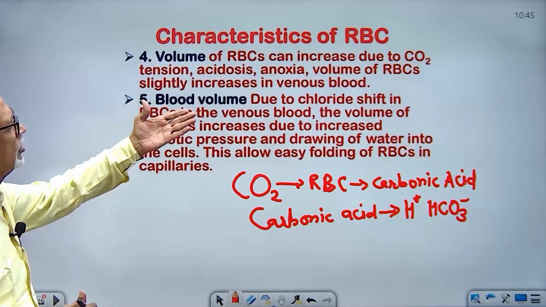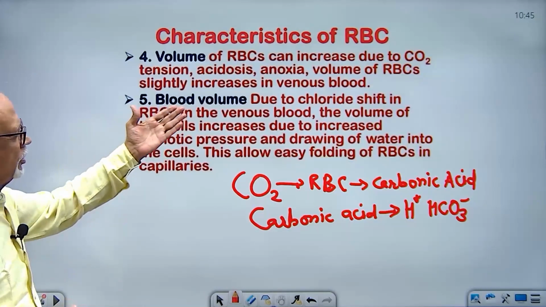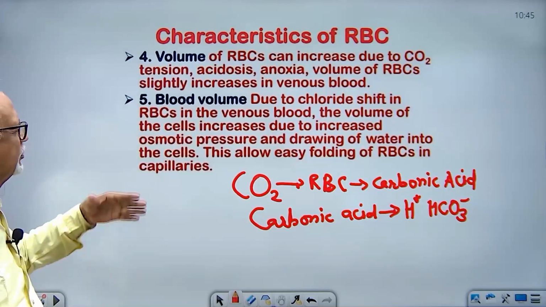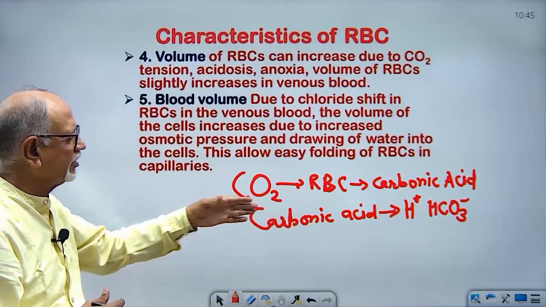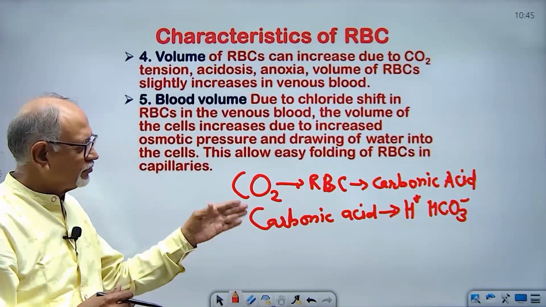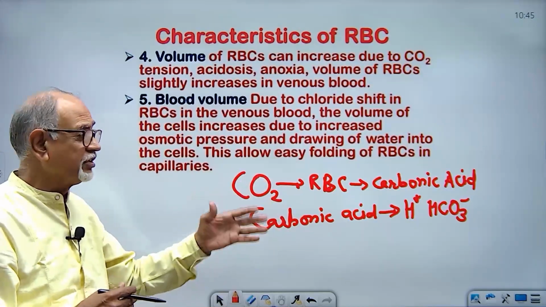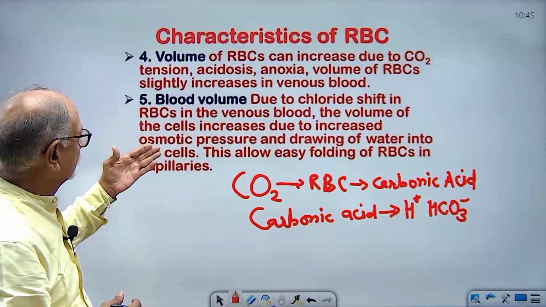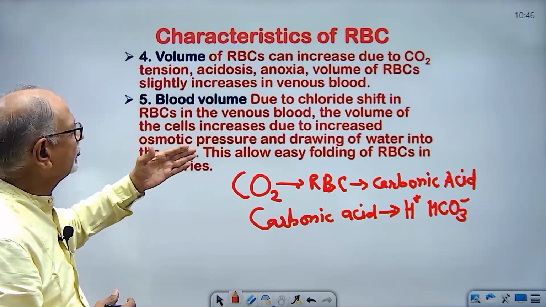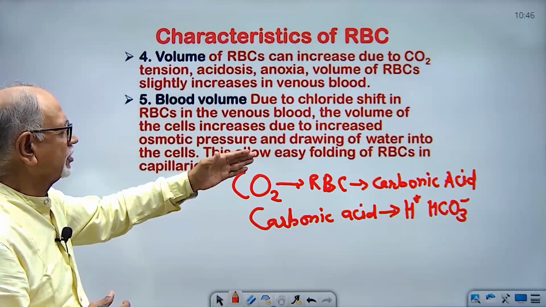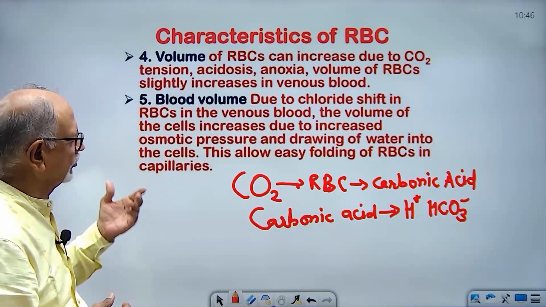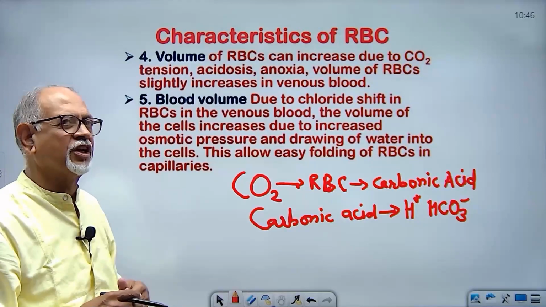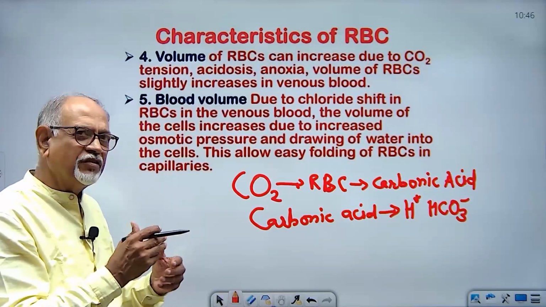Another is the blood volume. Now, here, due to chloride shift in RBC in the venous blood, the volume of cell increases, as I just mentioned. This increases due to increase in the osmotic pressure and drawing more water into the cells. This allows easy folding of RBC in the capillaries. So, all these things are mixed.